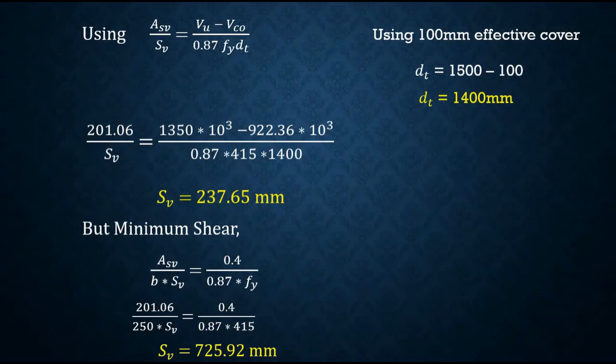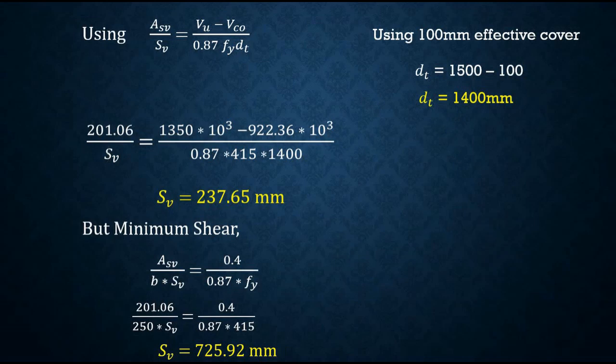Next is we should find out a spacing for these vertical stirrups. That is by using a formula ASV by SV is equal to VU minus VCO whole divided by 0.87 into Fy into dt, where dt is found out by assuming the effective cover. We are just assuming 100 mm as the effective cover. So 1500 minus 100, we will get dt as 1400 mm.